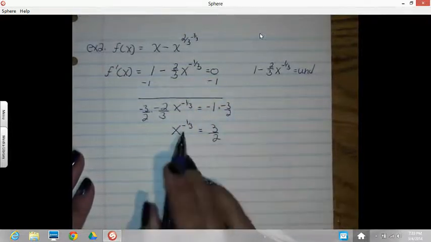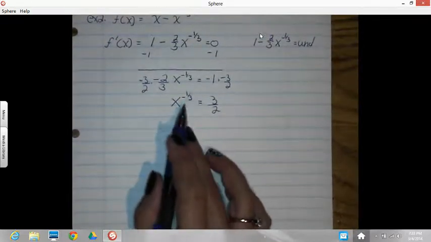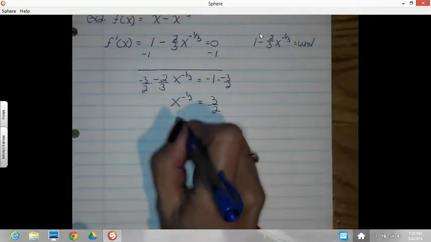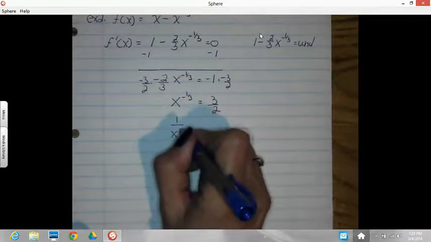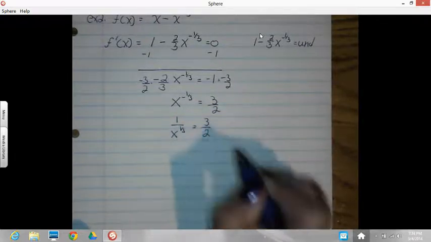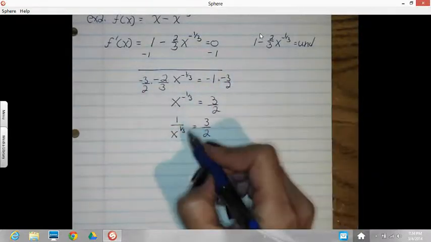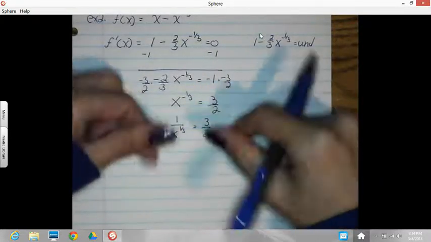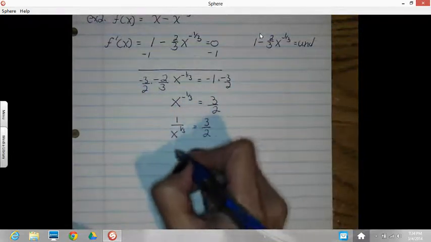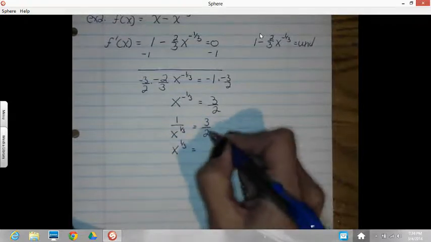Okay, be careful with the negative exponents. I want you to get rid of the negative exponents before you start raising to powers. So this becomes 1 over x to the 1/3 equals 3/2. Okay, at this point you can do a couple different things. I'm just going to flip both sides over, or you could do cross products. But flipping both sides over is perfectly legal, so I'm going to go there. So I get x to the 1/3 over 1 equals, flip this side over, I get 2/3.